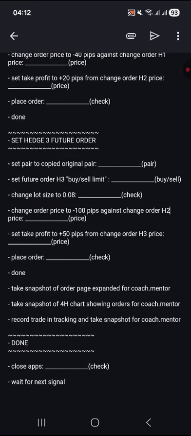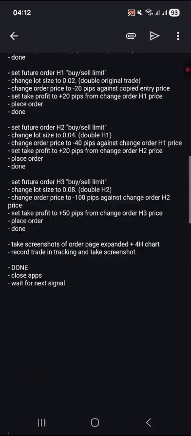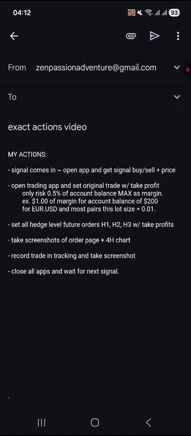And then you're done. You take a snapshot of the order page expanded. You take a snapshot of the 4-hour chart, just like I did, showing all orders. And then you record the trade in the tracking and take a snapshot for that. And then you're done with the whole trade. You close the app, wait for the next signal, okay? So these are my actions. This is the video.